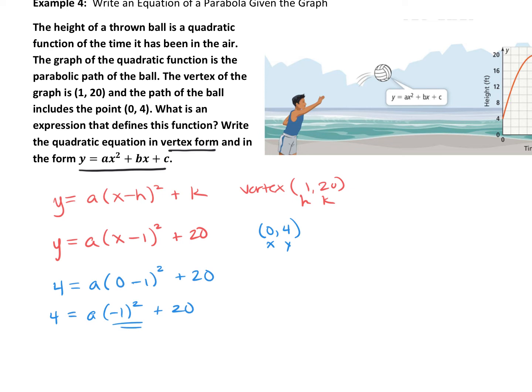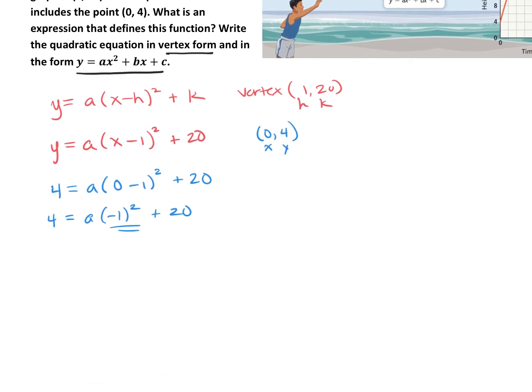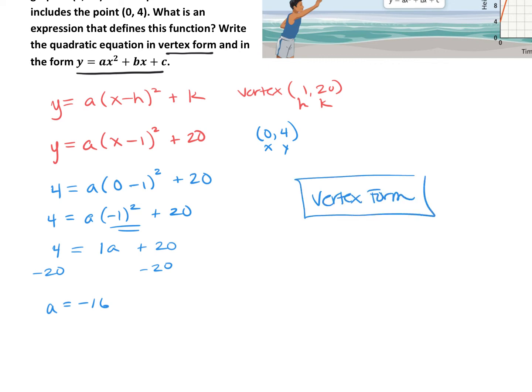And then negative 1 squared, just make sure we're aware that anytime we square a negative number, it is going to become positive. So 4 is equal to 1 times a, or just a, plus 20. We'll subtract 20 from both sides, so our a value is negative 16. So our equation in vertex form, because they asked for that first, is y equals negative 16 times (x minus 1) squared plus 20, using the vertex that we plugged in right there.